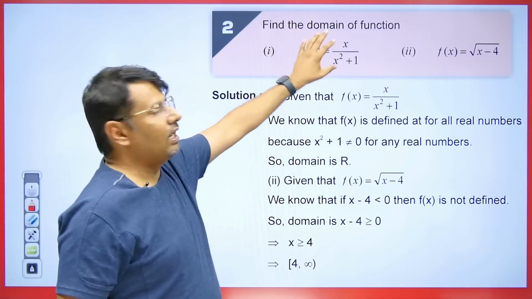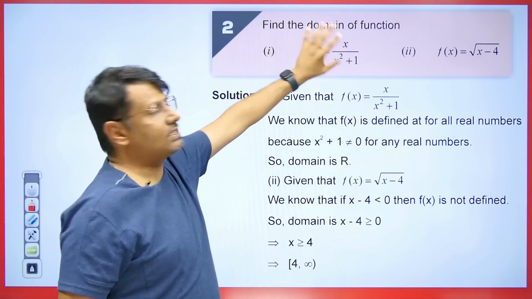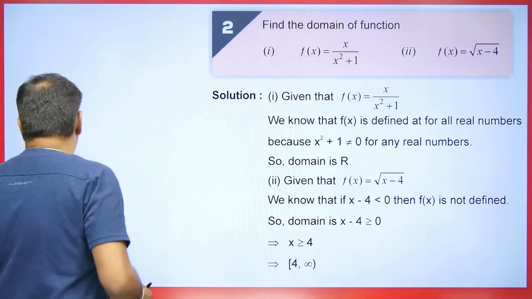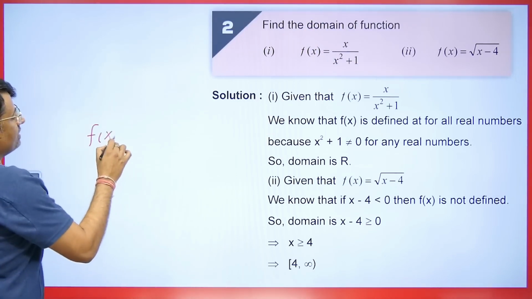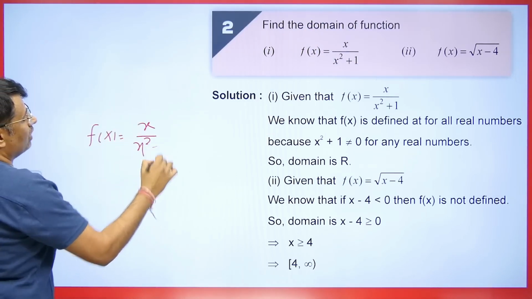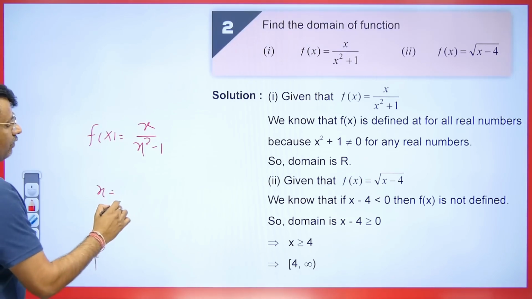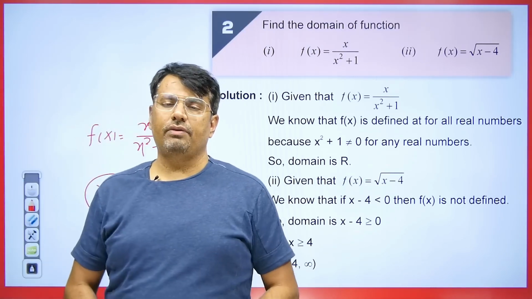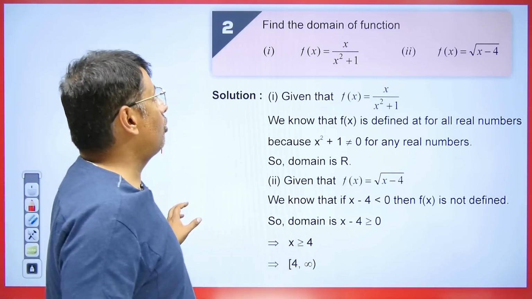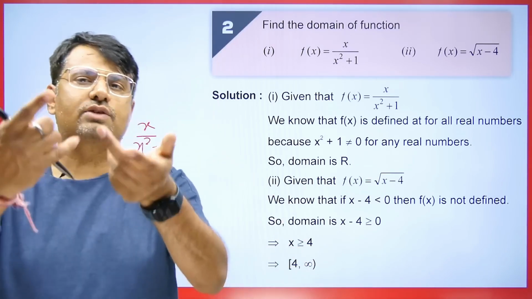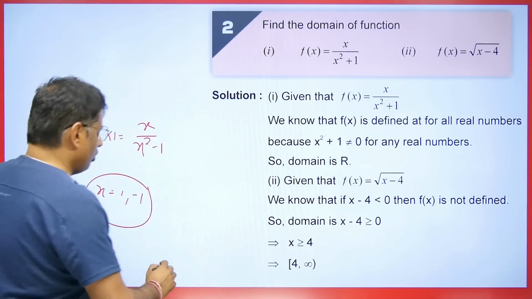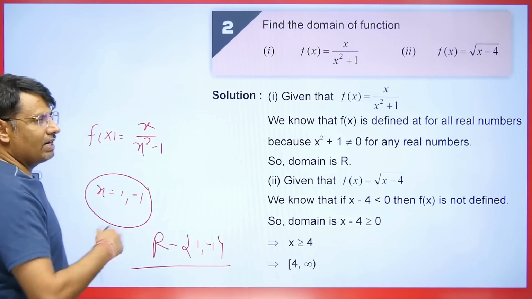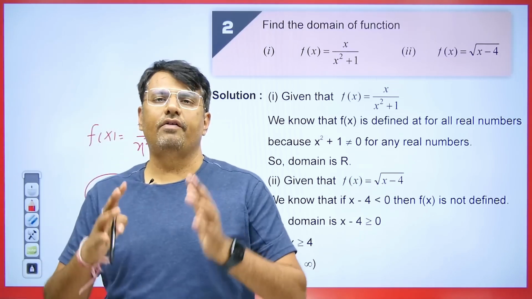I want to point out that if this is on real numbers, then it should exist for all real numbers. If the function doesn't exist for all real numbers, let me take an example. If I take f(x) = x/(x²-1), you will see that for x = 1 and x = -1 the function value does not exist, it is coming infinite. So my dear students, the domain of this function will be real numbers except 1 and -1, right? So if you are asked what the domain of this is, your answer should be real numbers except 1 and -1, because this function is defined for all real numbers except 1 and -1.